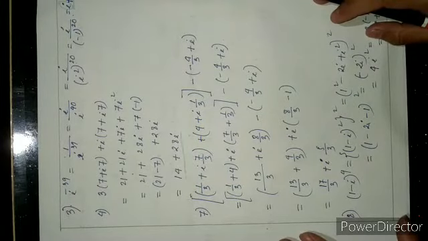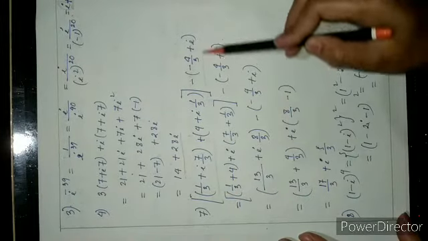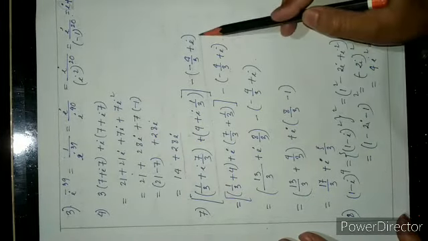Next question is question number 7. Here question number 7 is also an expression which has to be reduced to the form of a plus ib.